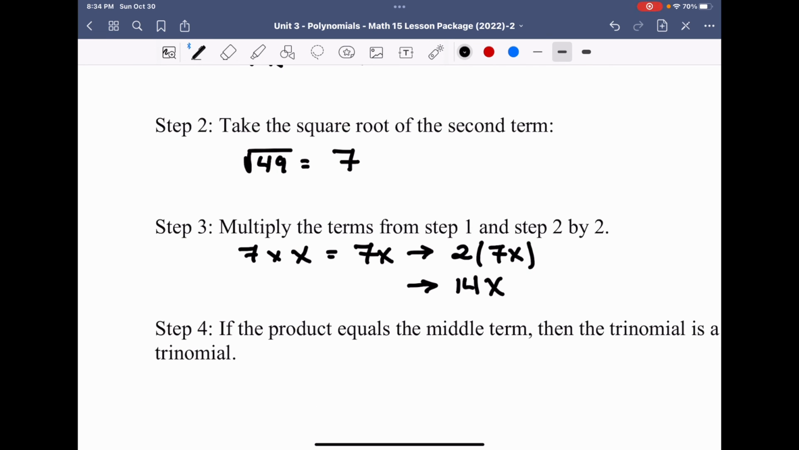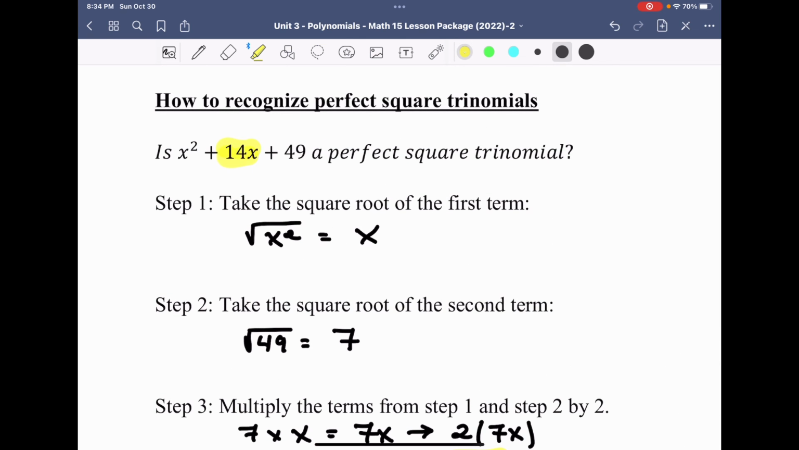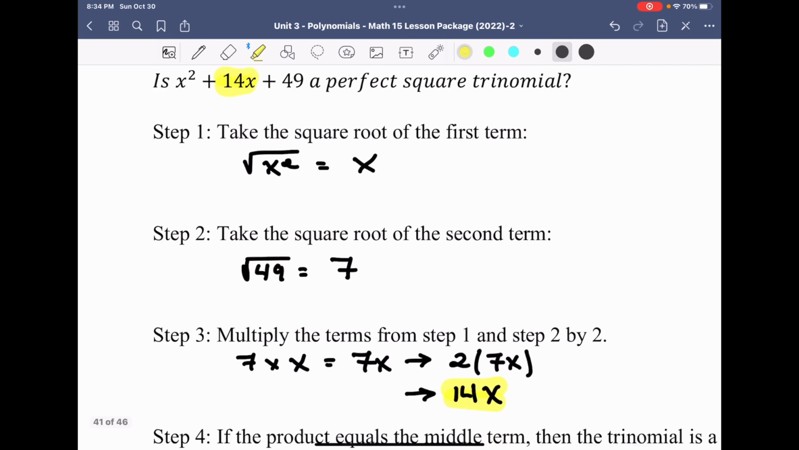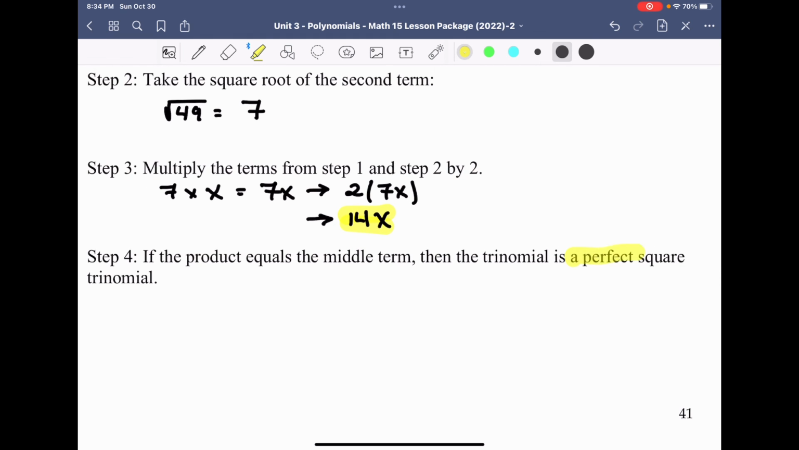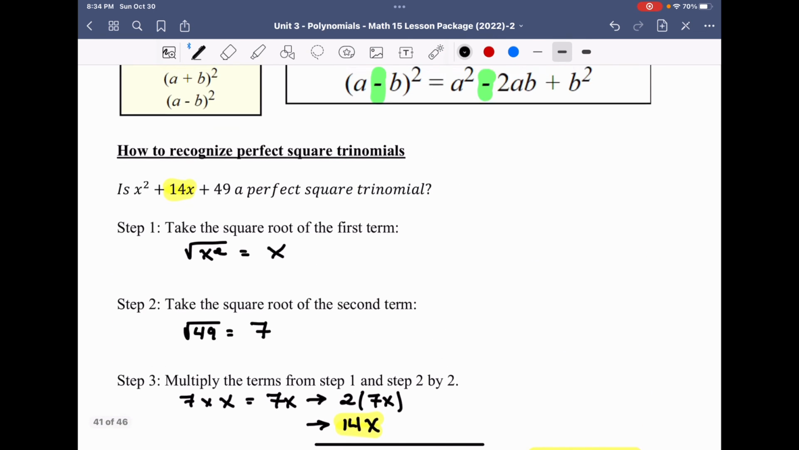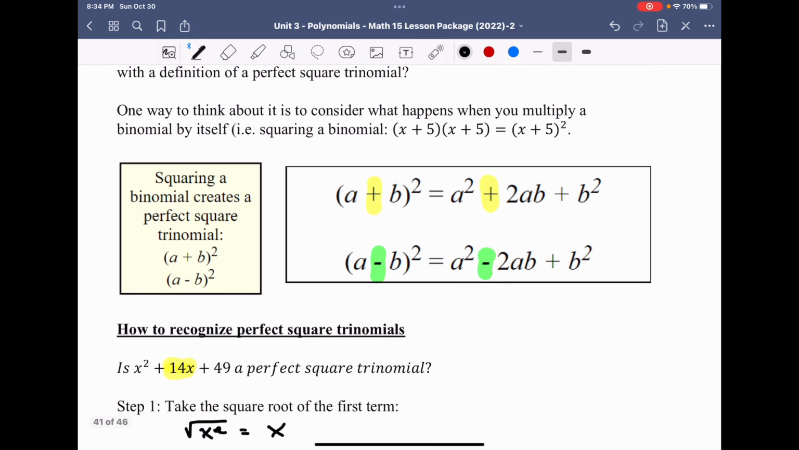Well, this term we just discovered, this 14x, is equal to my middle term. So if I square root my first and square root my last, multiply them together and then multiply them by 2, and that is equal to the middle term, then we have a perfect square trinomial. Now, I'm not a big fan of the formulaic approach like that and trying to figure out cheats and hacks behind these problems. I would rather you conceptually understand that if we're doing something by inspection, and you get the same factor, whatever that factor is, it can be written as binomial times binomial or the binomial squared.